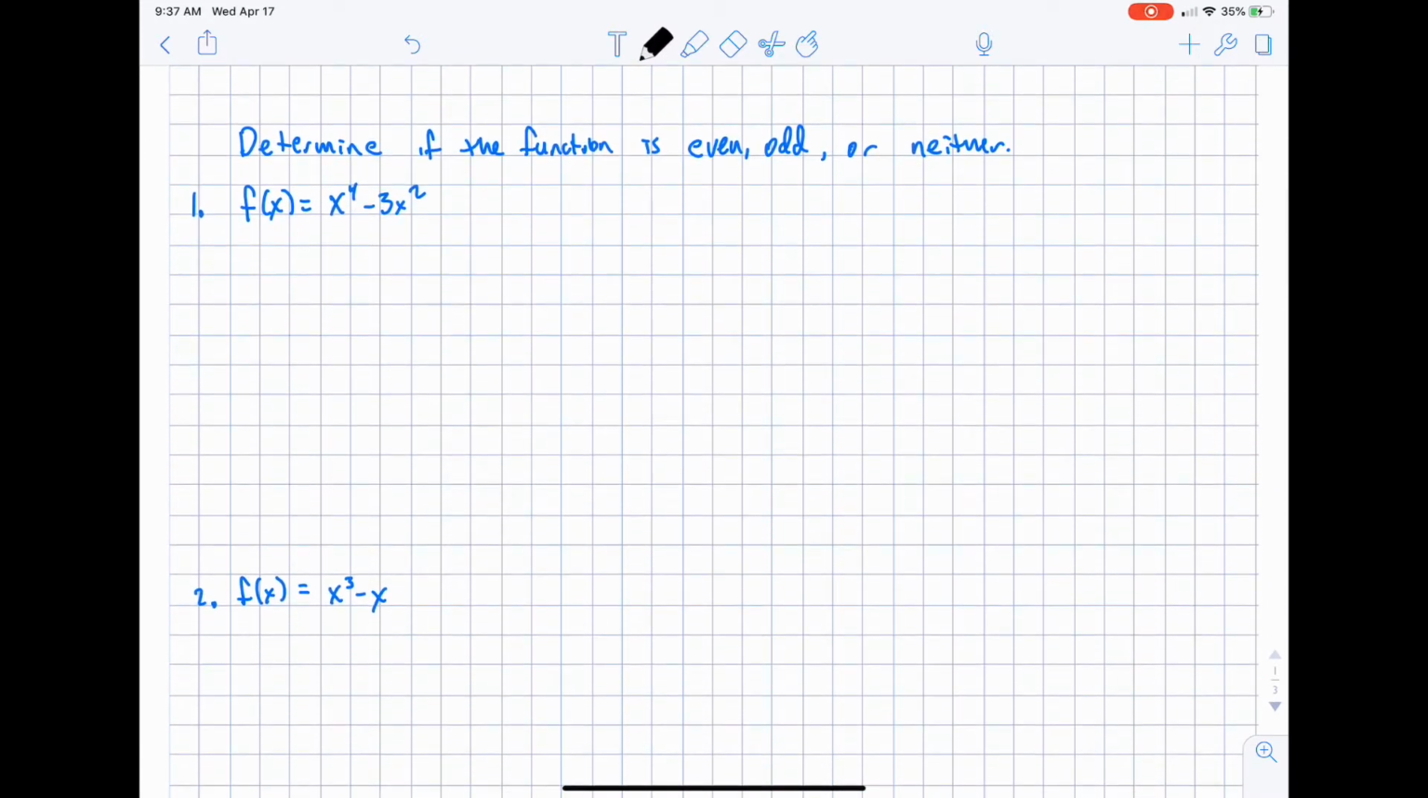All right, so for the first one, f of x is equal to x to the fourth minus 3x squared. And we want to determine whether it's even, odd, or neither. So the first thing we need to do is find f of negative x. This means anywhere I find an x in my original function, I'm going to replace that with a negative x.